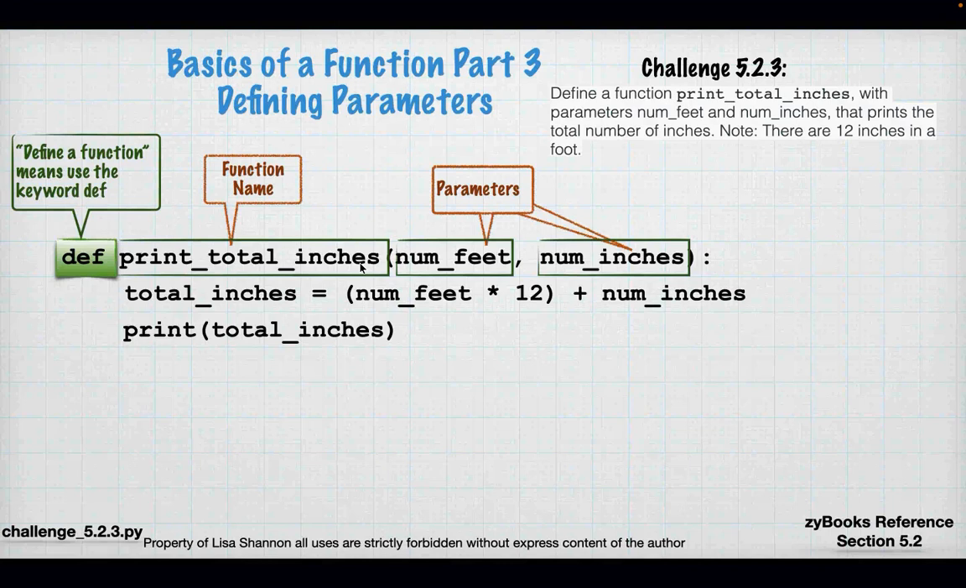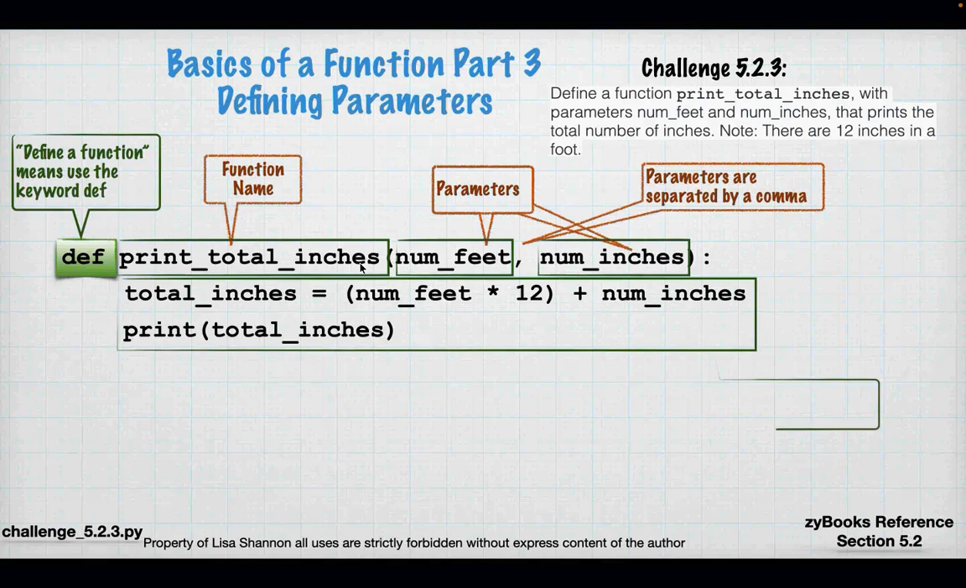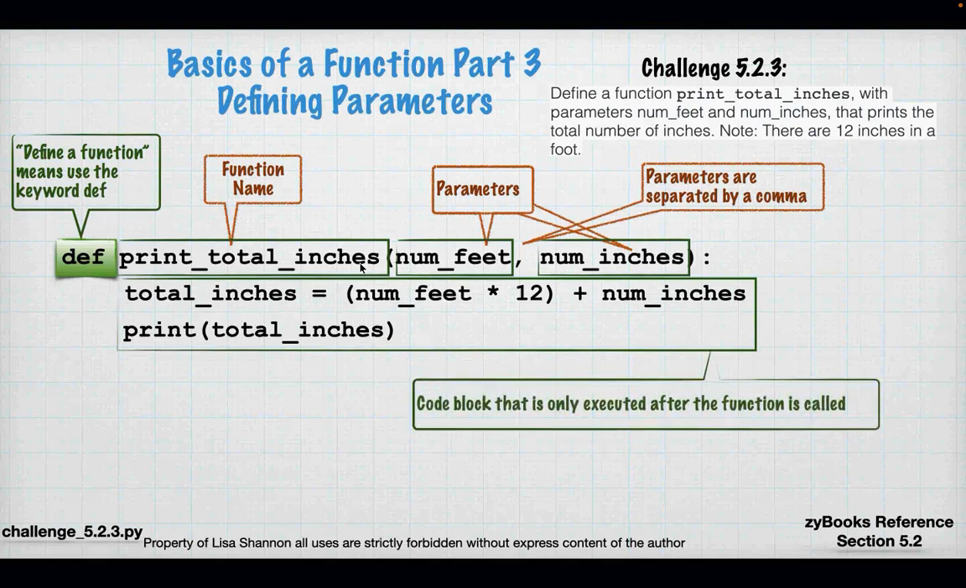So that's what these parameters are. They are placeholders. They are variable names. I will not explicitly assign numfeet a value. The part of the code that calls the function will in fact set the values that will be numfeet and numinches. And all parameters are always separated by commas. And then the local scope is just total inches. That's the code block, and it is in the local scope. You know it's in the local scope because it's been indented. Just the same way with if statements, just the same way with for and while loops. To say that it's in the local scope, it has to be indented.